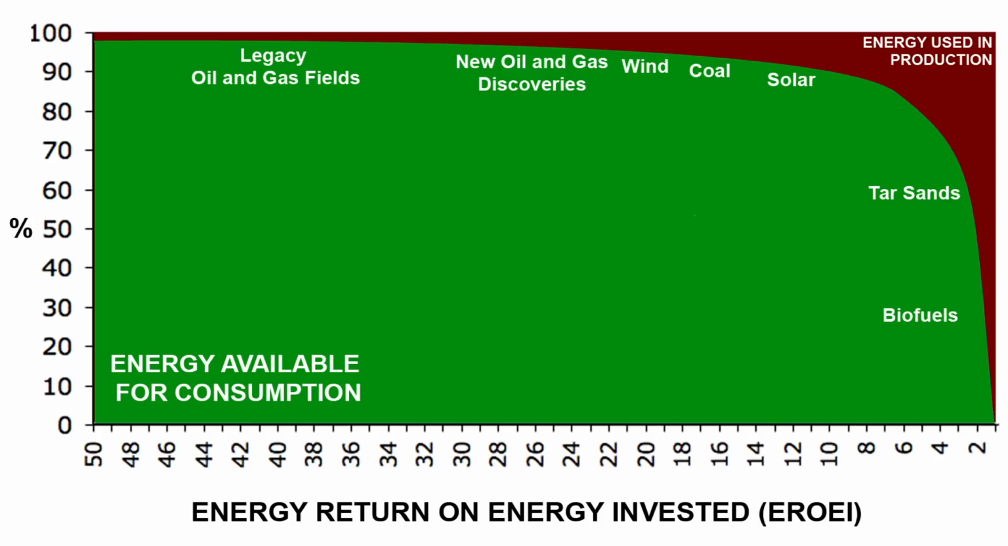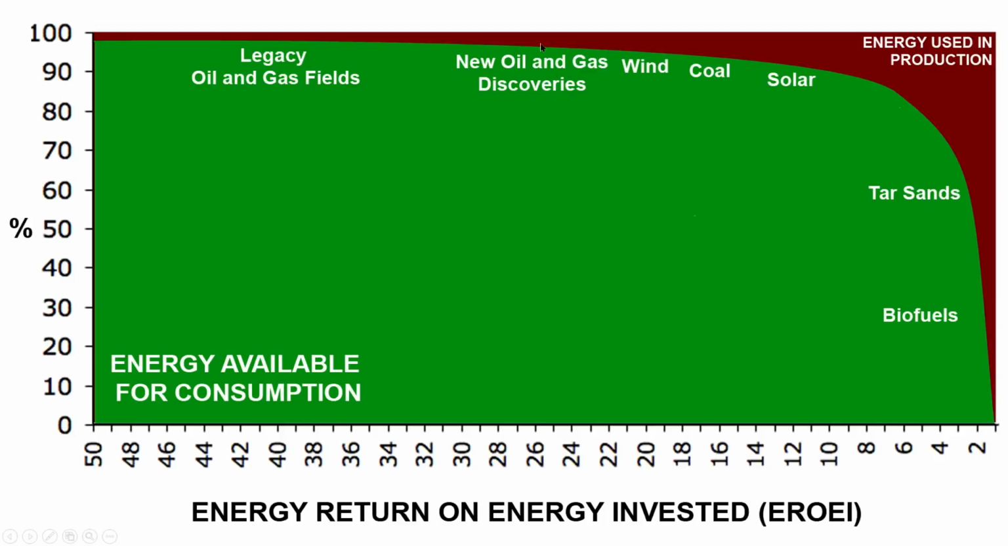So this is energy return on energy invested. We call this EROEI. On the left-hand side, this axis is time, and this axis is the percent available for consumption. In the beginning, on the legacy oil and gas fields, this is basically a 98% return for available consumption. So you consume a couple of barrels of oil and it nets you 98% of it back, or 97%, somewhere in that range.